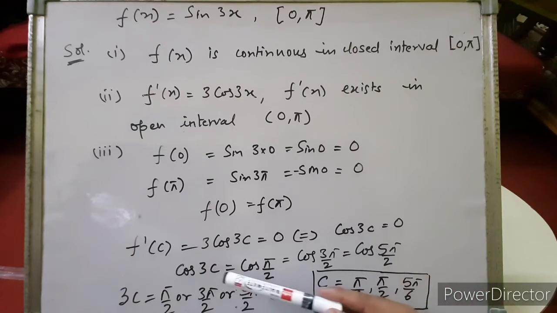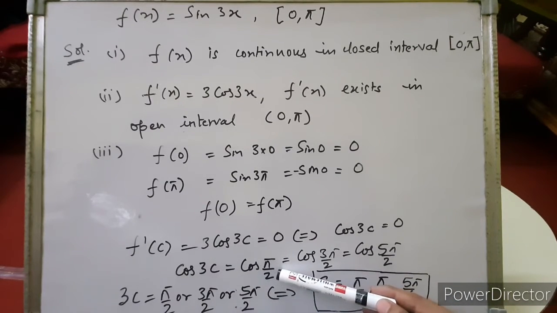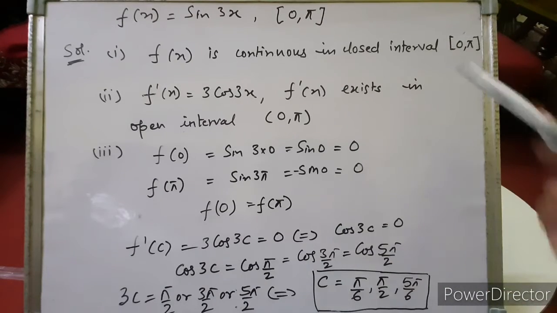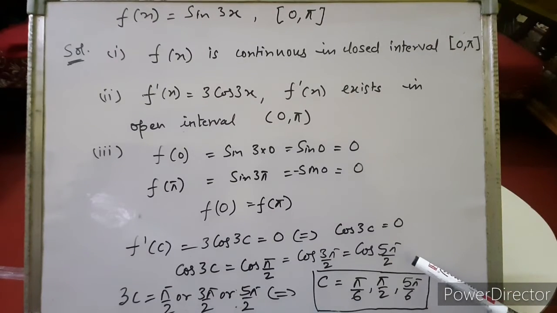Because all these values lie between 0 and π. See, if you equate 3c = π/2, you will get c = π/6. And if you take 5π/2 = 3c, you will get c = 5π/6. That is also less than π. We can write more values, but they will not lie in this interval. Suppose you write cos 7π/2 here, and equate 3c = 7π/2, then c will be 7π/6, and 7π/6 is greater than π.